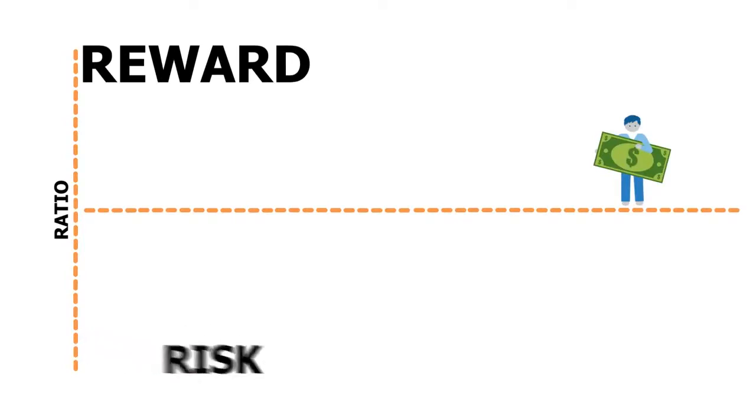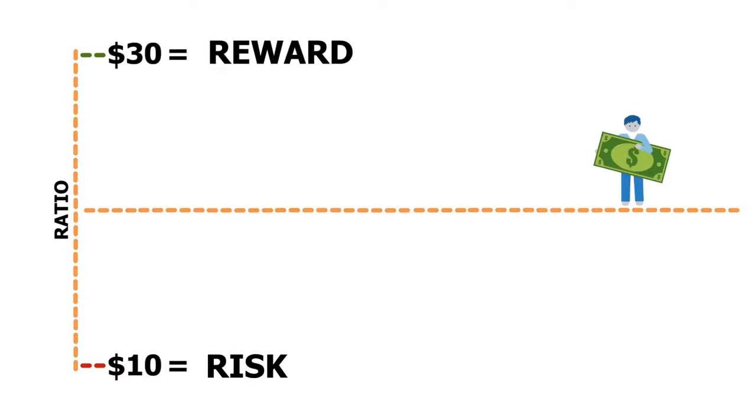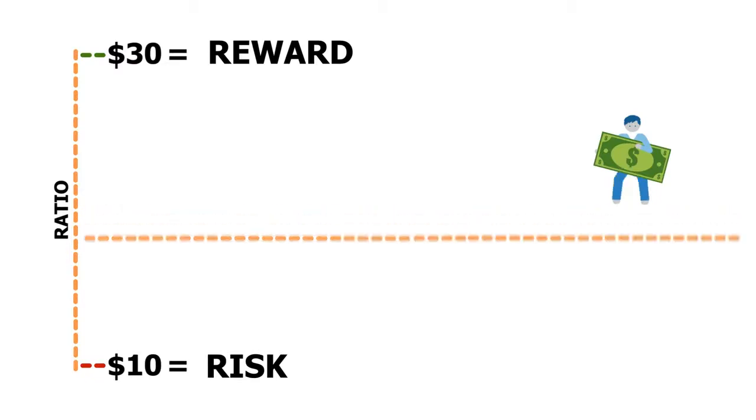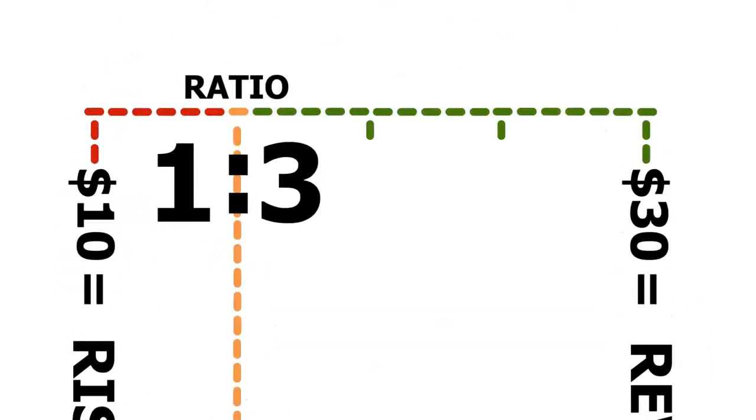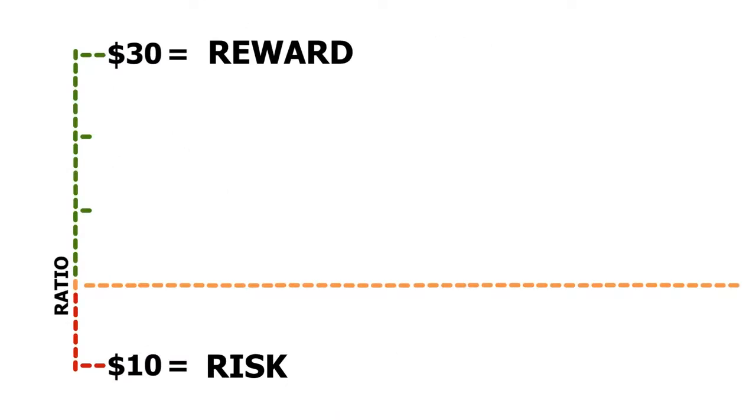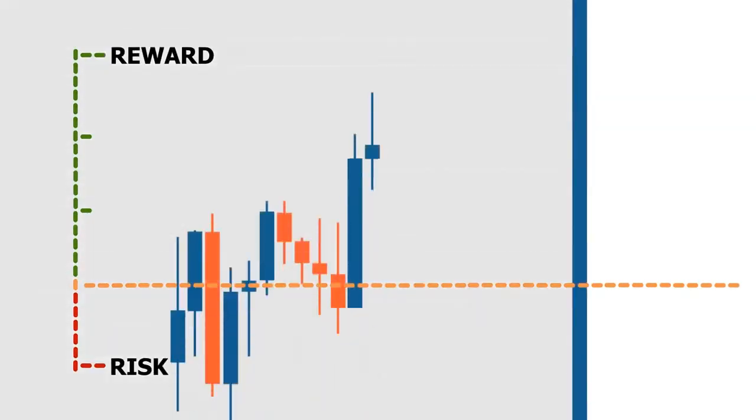So, if we risk $10, then this is the amount of money we are prepared to lose. If the trade does not work out, we know exactly how much money we are risking and will not lose more than $10. If we are looking to gain $30, then this is the reward we are seeking. The risk to reward ratio is then 1 to 3, because we are risking $10 to gain $30. So when trading, you need to have a clear risk to reward ratio in mind. This is directly connected to your profit target and your stop loss.